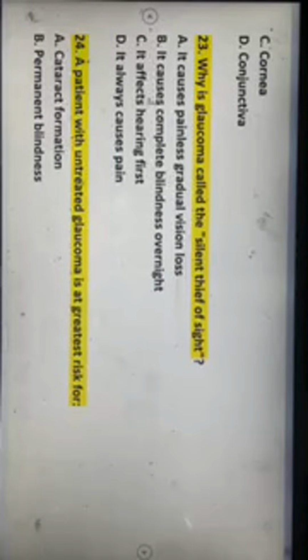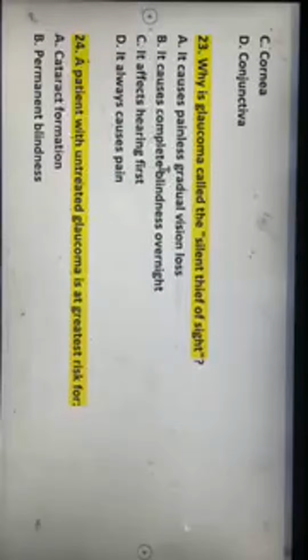If you choose B, you are wrong. The right answer is what? A. It can cause painless gradual vision loss. Painless gradual vision loss.